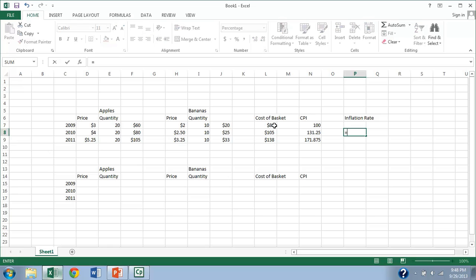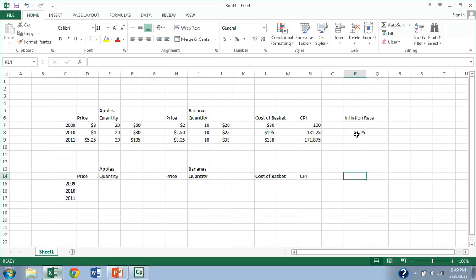The inflation rate is the percentage change in the price level. And we can do this the hard way, which is going to be the new value minus the old value over the old value. And Excel thinks this is a percent, I believe. So we want to tell it that it's a normal number.